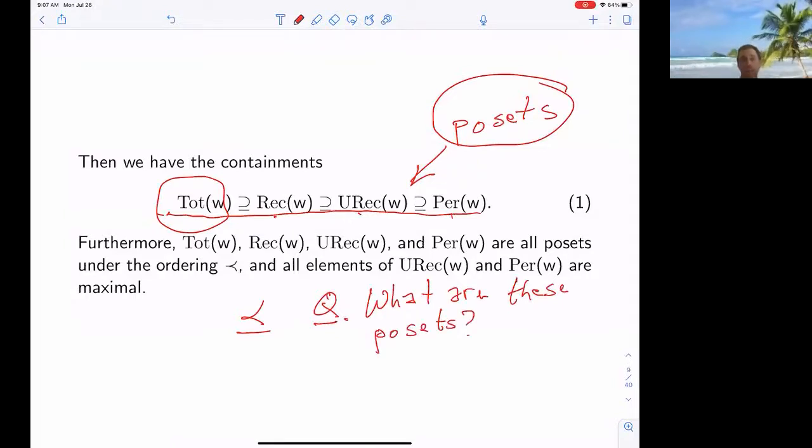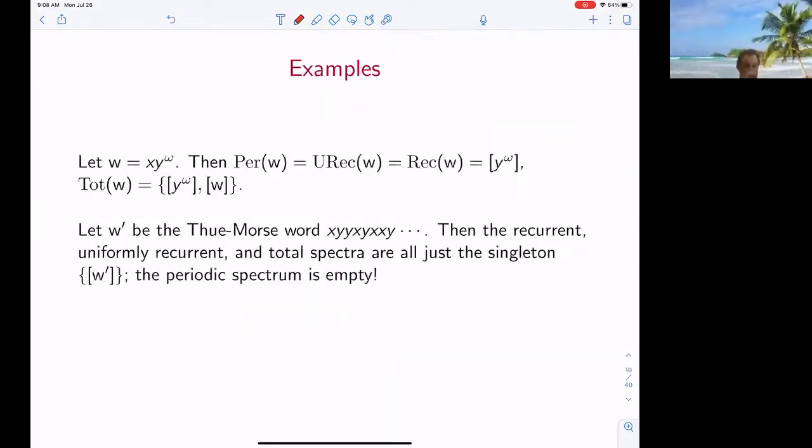What we'll see is that in the case of words of linear factor complexity, they actually have a fairly nice description. So that's where we're going to go. And to understand this, one of the big parts is that we're going to introduce something called the factor complexity function. I'll just give a quick example so you can see.